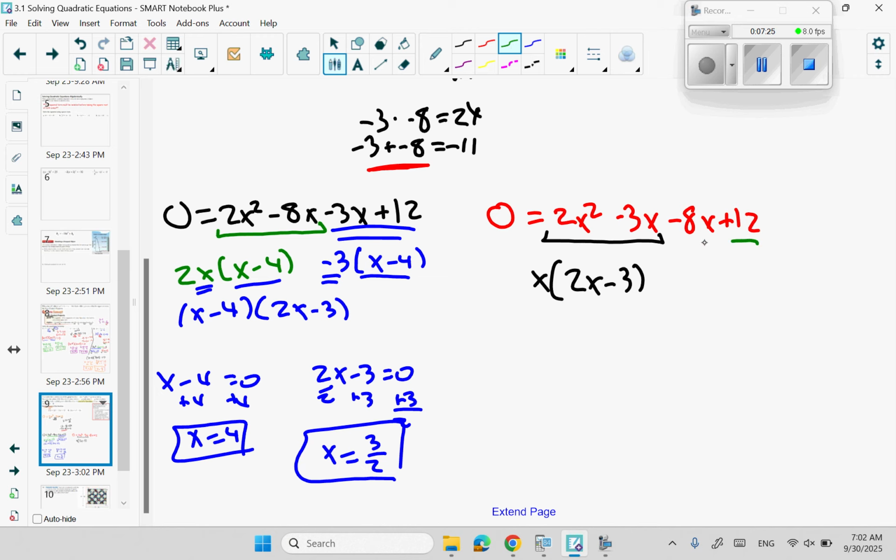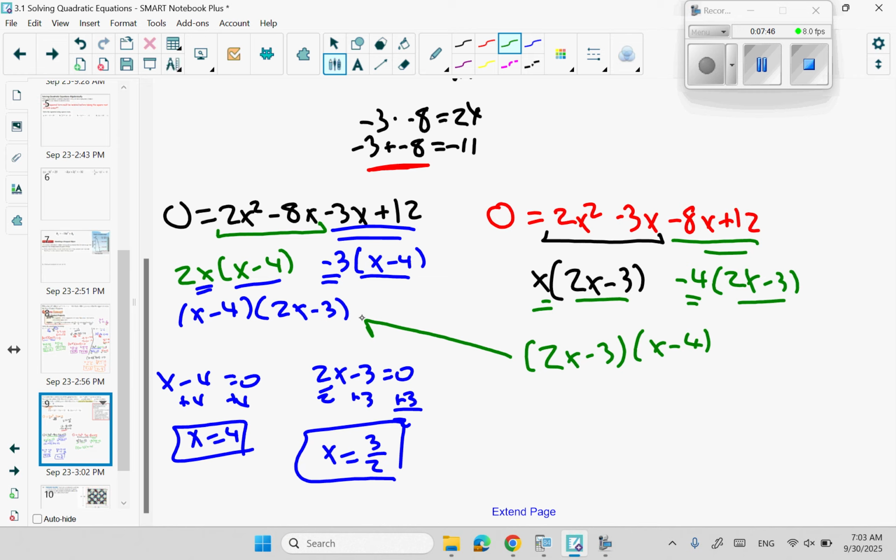And what would I take out of these to give me exactly positive 2x minus 3? Well, I have a positive 12 and I have a negative 8x, so I'd actually take out negative 4, giving me 2x minus 3. So we would get the matching pair, 2x minus 3, and the outside pair, x minus 4. Hopefully you see that I get the exact same sets of parentheses, so the order doesn't matter.